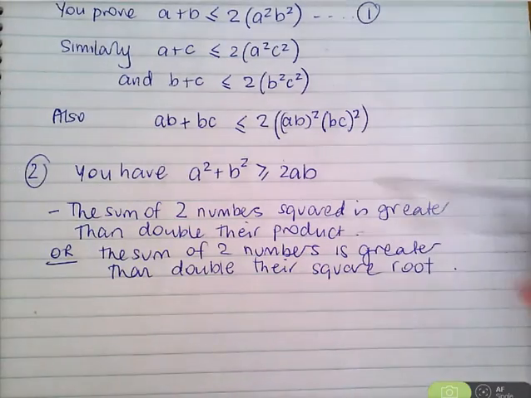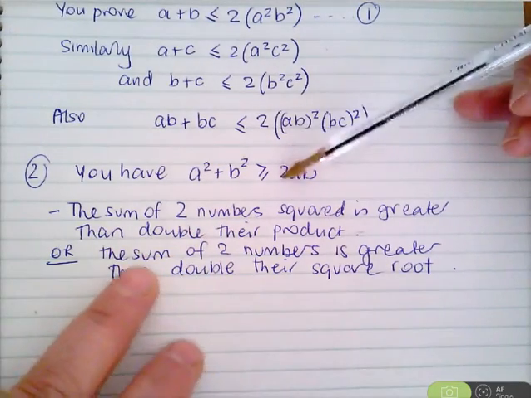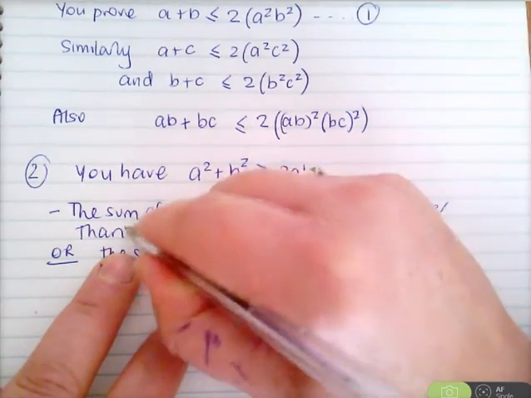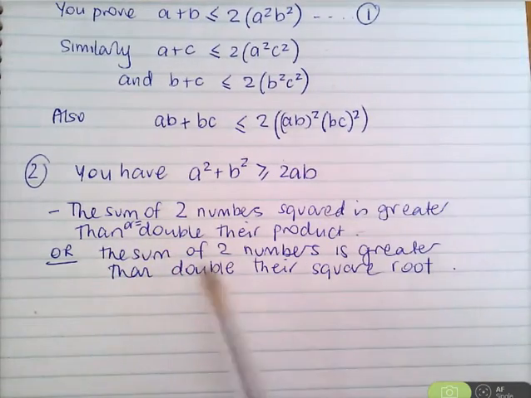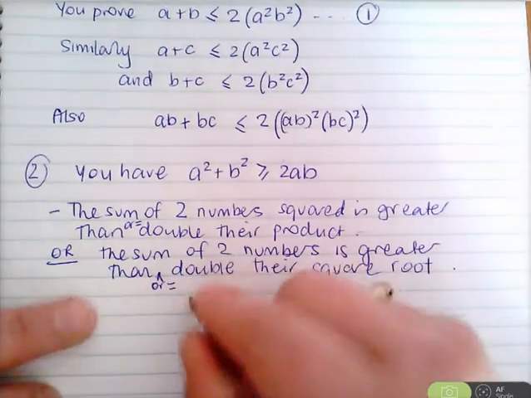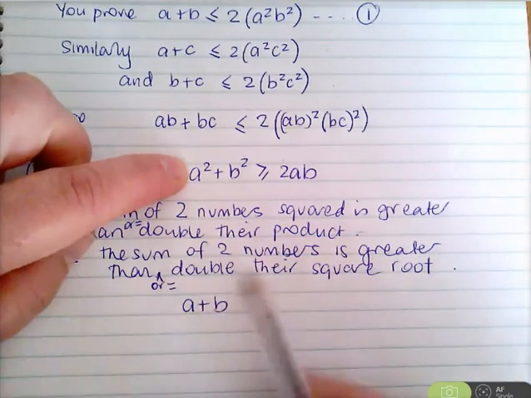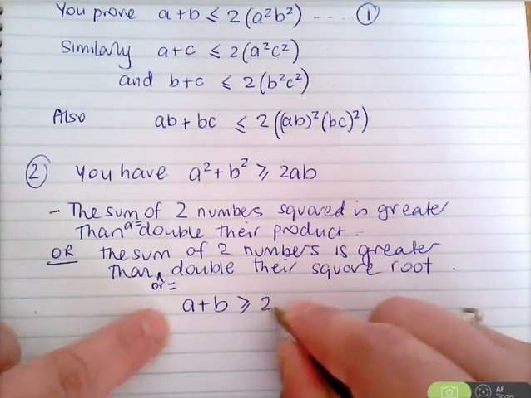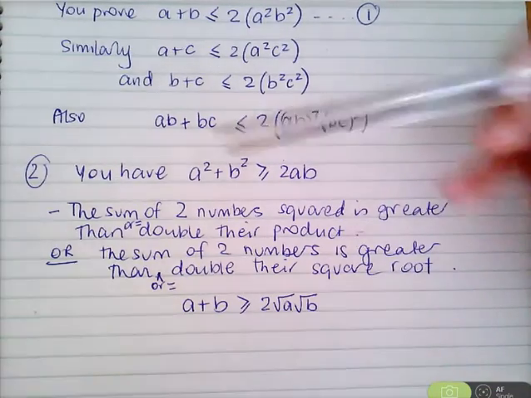The way we can interpret this: the sum of two numbers squared, which is a squared plus b squared, is greater than or equal to double their product. Now we could also say the sum of two numbers, a plus b, so I'm going to square root each of these. So a plus b is greater than or equal to double their square root. Okay, so I have actually square rooted each of these.